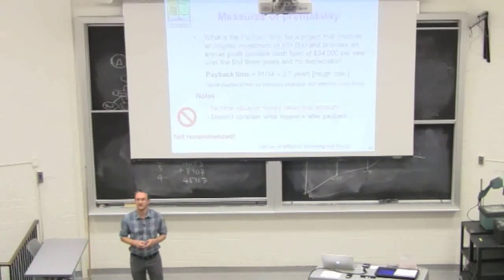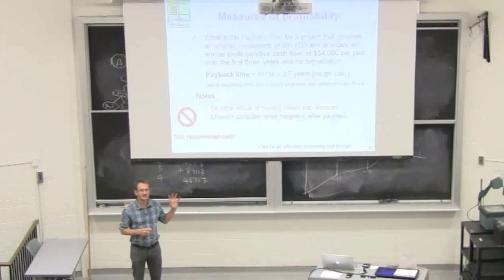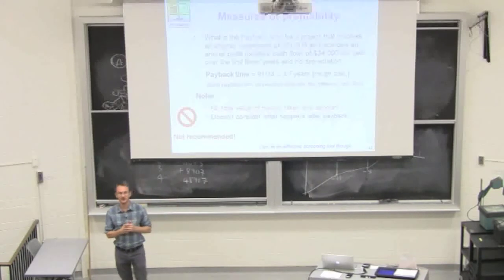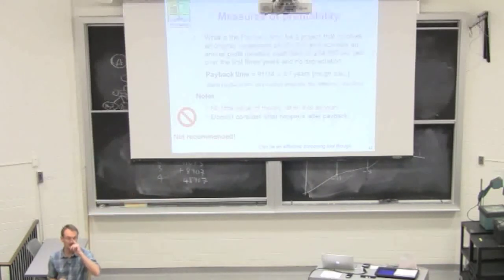Any questions so far on that? Very simple, but there is some complexity behind it. Yes, Brendan. It doesn't take into account the trajectory. That would be a good way of saying it. Absolutely, it doesn't take into account the trajectory. It also doesn't take into account anything that happens beyond that zero crossing point. You still hold the investment after that point. You're still making money on it, so you should account for that.